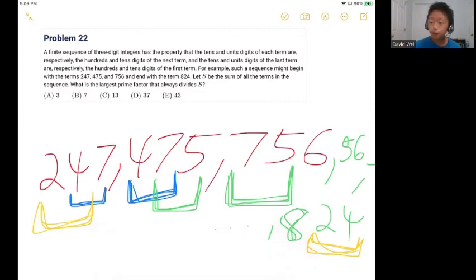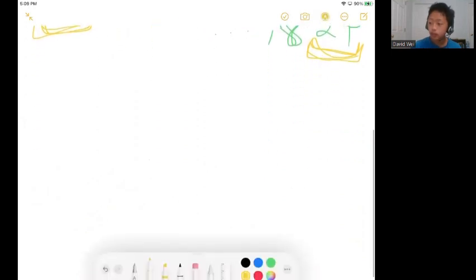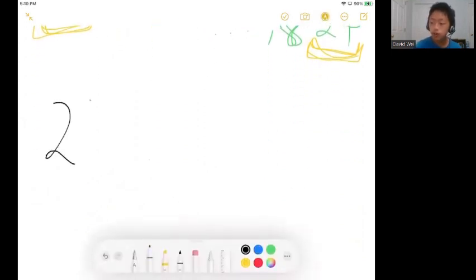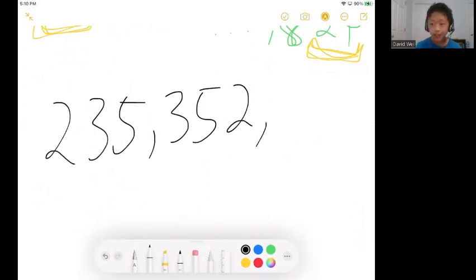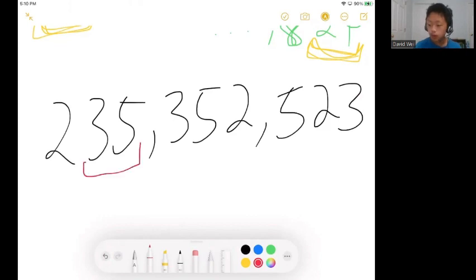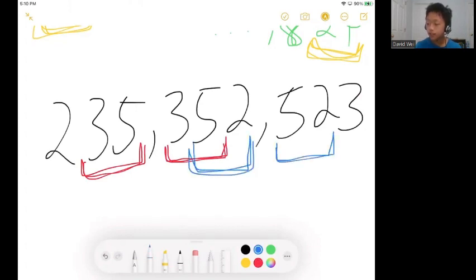So if we just make up our own arbitrary sequence, suppose we start out with a term like 2, 3, 5. Then the next term in the sequence I can say is 3, 5, 2. Then the next term I could say is 5, 2, 3. And this is actually a valid sequence of 3 terms. The reason this is valid is because the last two digits here, 3, 5, match these two digits here, 3, 5. The two digits here, 5, 2, match the two digits here, 5, 2. And the two digits here, 2, 3, match the digits here, 2, 3.